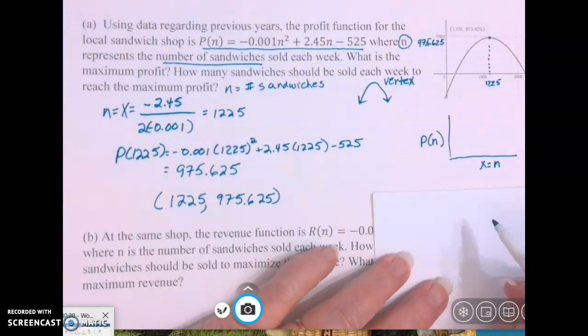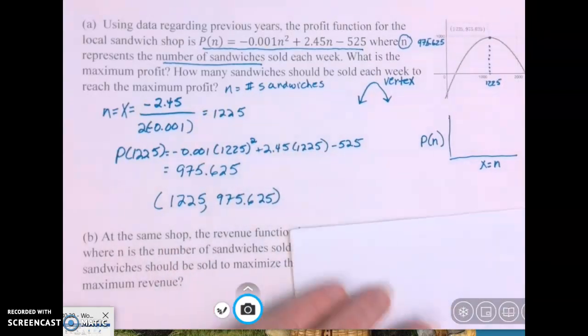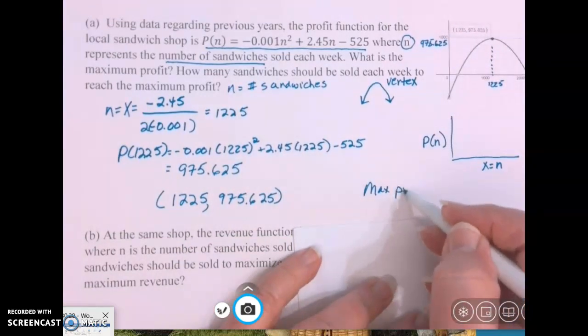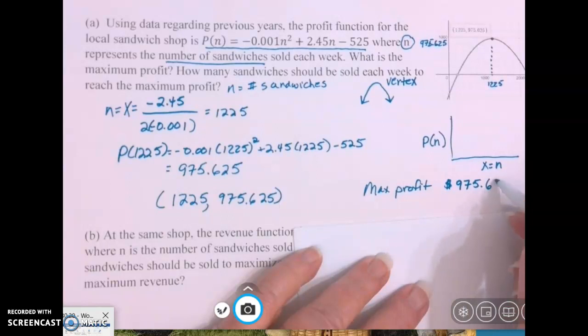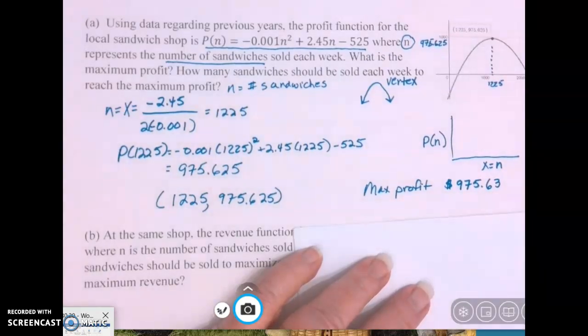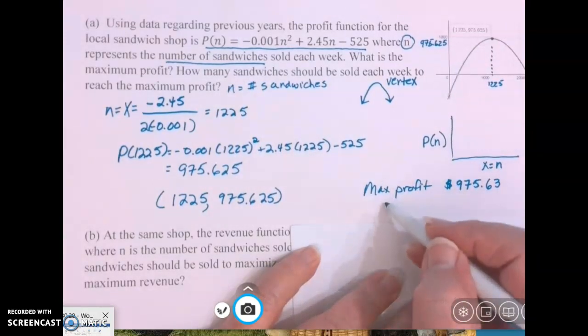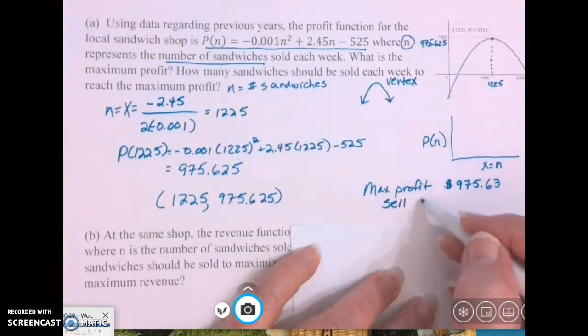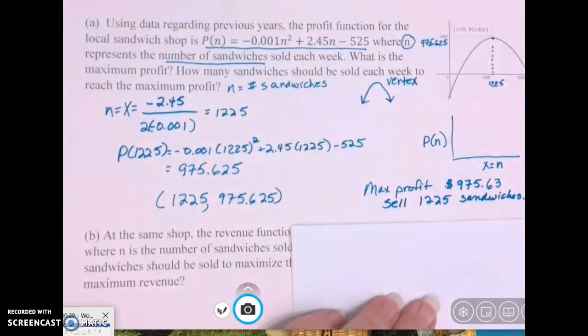So first, what is the maximum profit? The maximum profit is the y value, so that will be $975.63. And then how many sandwiches, or when we were kicking balls, where does that happen? Remember that this x-axis is how many. So we need to sell 1,225 sandwiches each week. That's part A. Now let's look at part B.